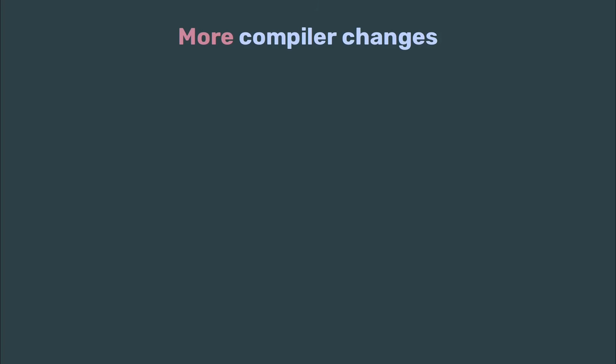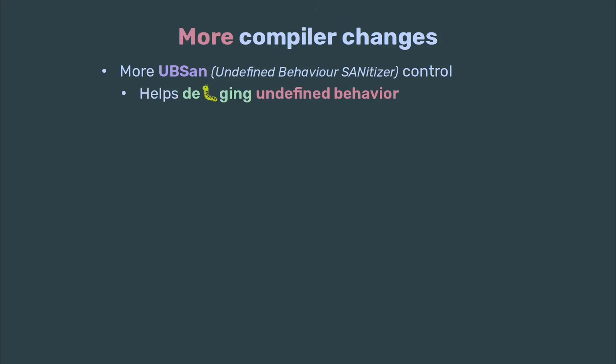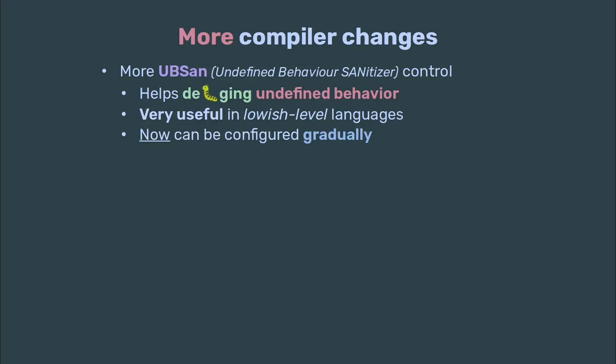Another change is more control over the UBSAN, or Undefined Behavior Sanitizer. It's a tool that helps find undefined behavior at runtime, and it's very useful for low-level, unsafe languages like Zig. So now you can configure it more granularly, enabling a lightweight part of it with actual UB checks, but without the full UBSAN runtime with error messages and such. This is helpful for lightweight release builds where you still want to catch UB but don't really care about debugging it.